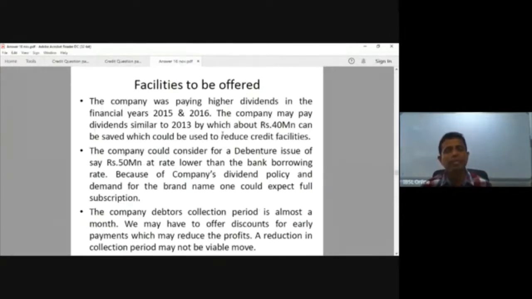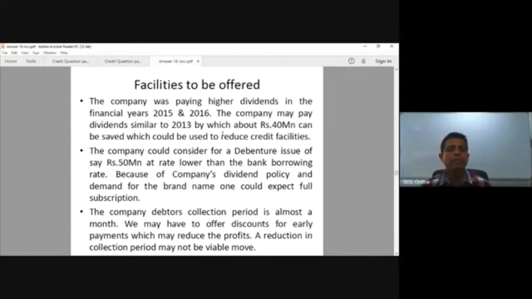But this point cannot be exercised because they have already declared those dividends. Therefore, even though I am proposing this point, it is not an exercisable proposal because they have already declared the dividend. Right.